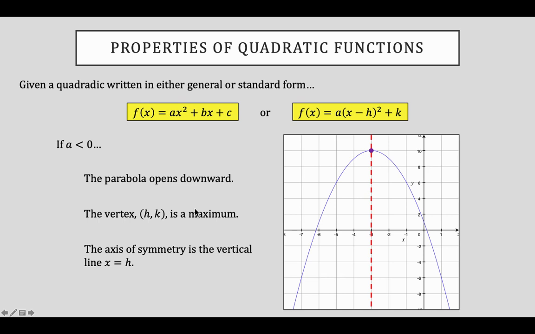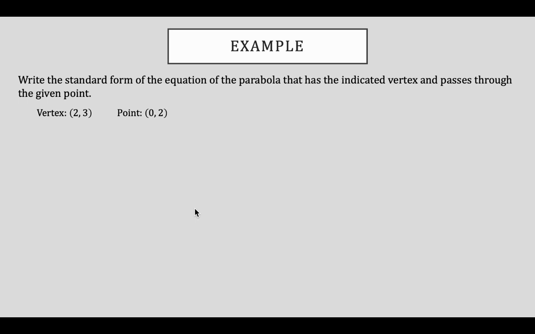So now that we have our properties of quadratics down, let's see if we can do a couple problems. Write the standard form of the equation of a parabola that has the indicated vertex and passes through the given point. If you want to write an equation of a parabola, you have to know where the vertex is located and you have to have a point.